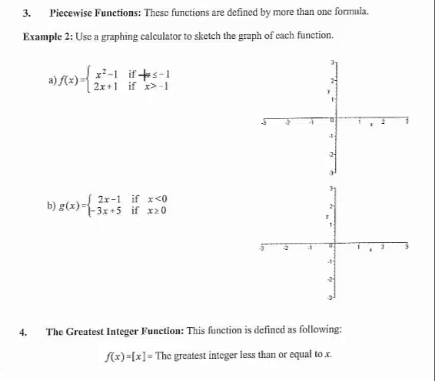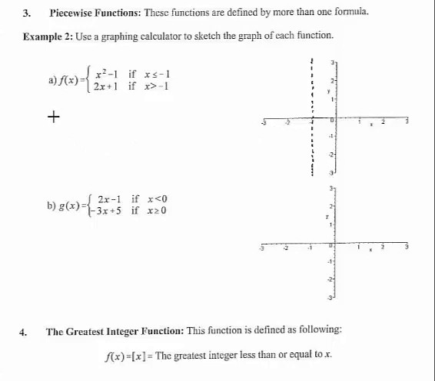This simply says that if we have an input x and it is less than or equal to negative 1, then you want to use this expression x squared minus 1 to calculate the output. If you have a number that's greater than negative 1, then we use this bottom expression, 2x plus 1. So graphically what we can do is find our reference number and simply draw sort of a boundary between the two halves.